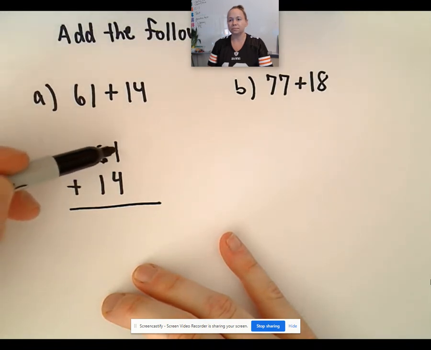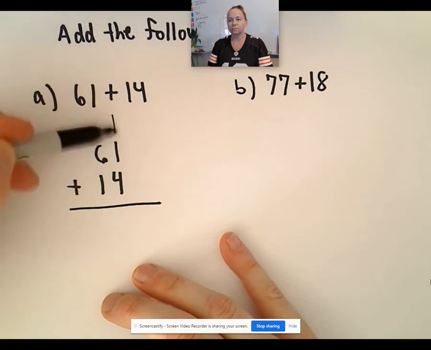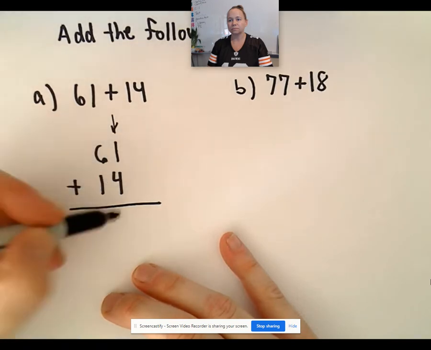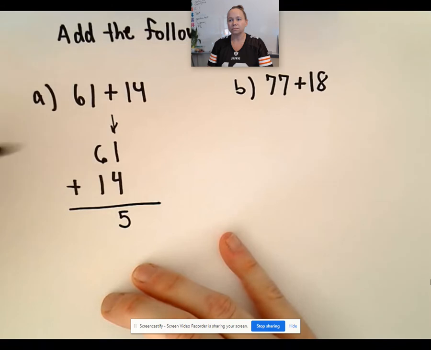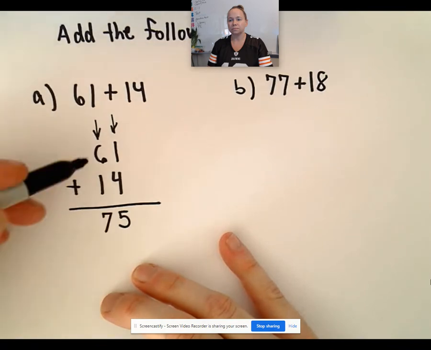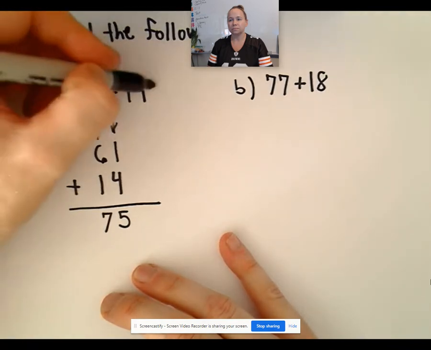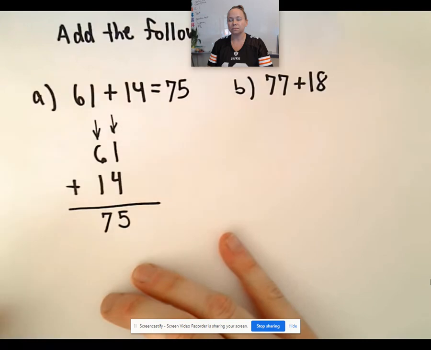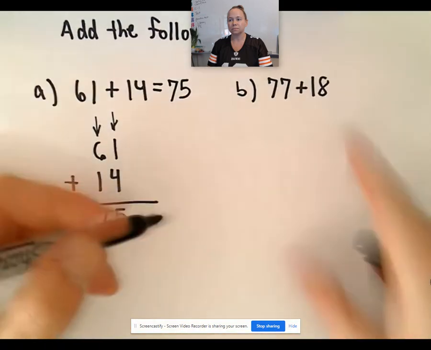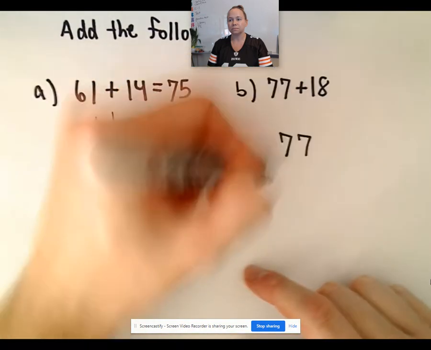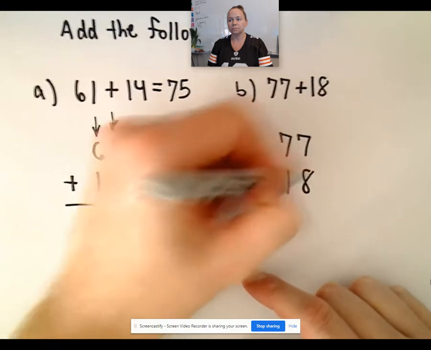So, if we add the stuff in the ones column, 1 plus 4 is 5. So I'll just drop that down. And then I just go to the next column. 6 plus 1 is 7. So it says, hey, 61 plus 14, that's going to equal 75. We'll do the same thing for our next example, 77 plus 18.